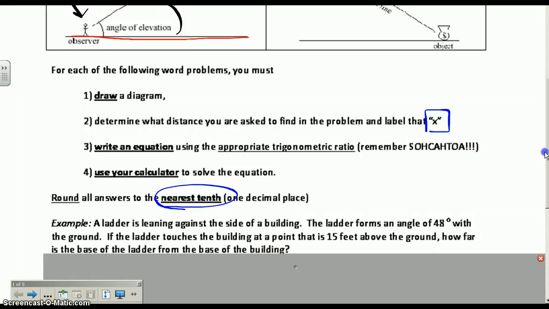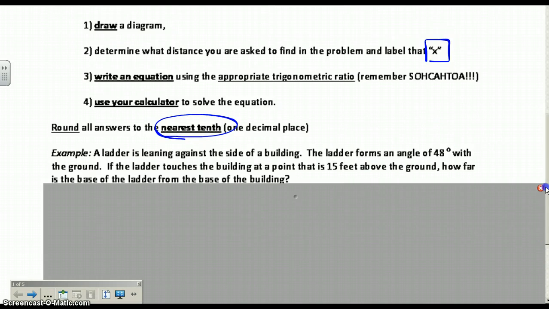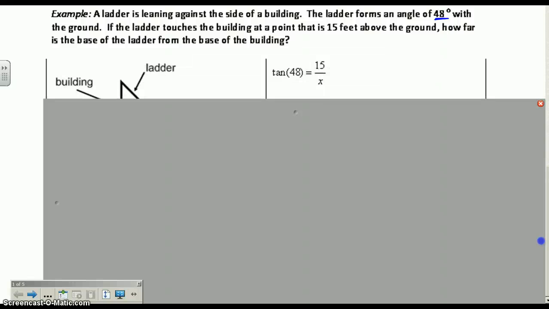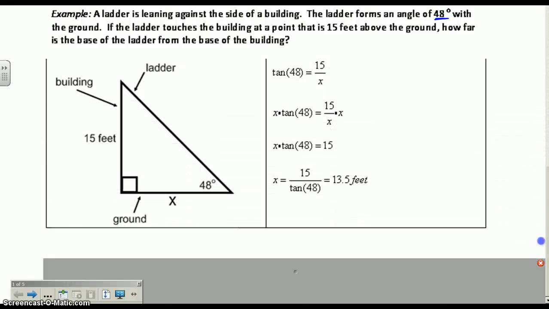So let's try one example together. A ladder is leaning against the side of a building. The ladder forms an angle of 48 degrees, so it's going to be an angle of elevation. If the ladder touches the building at a point that is 15 feet above the ground, how far is the base of the ladder from the base of the building? We actually already did this problem for you.